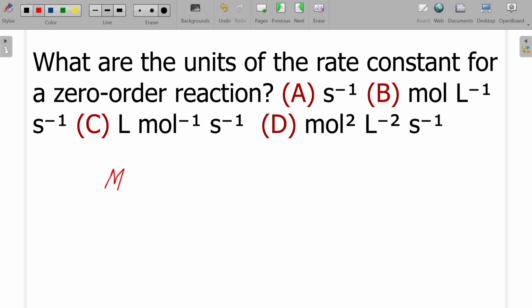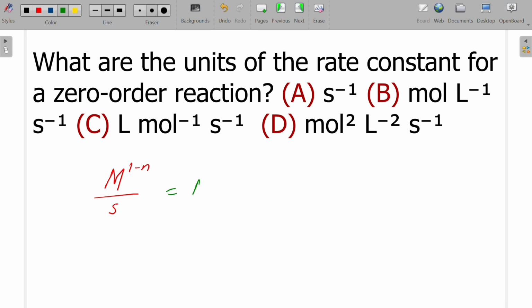M, this is capital M, representing molar concentration, to the power of 1 minus n, then divided by s. So this is the formula you need to find the units for the rate constant for any order of reaction. It can be zero, first, or second. Where in this formula, this n is the overall order of reaction. So let's find the units for a zero order.